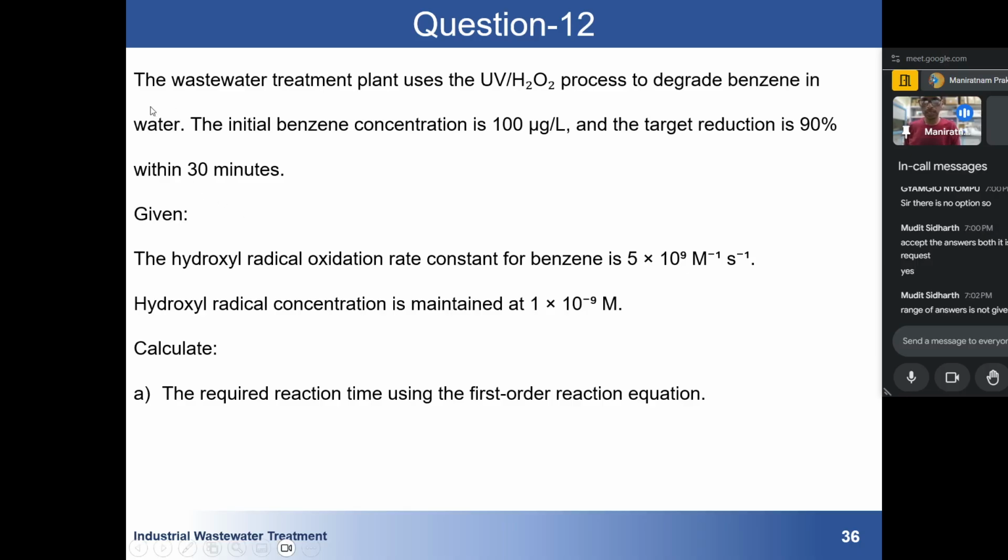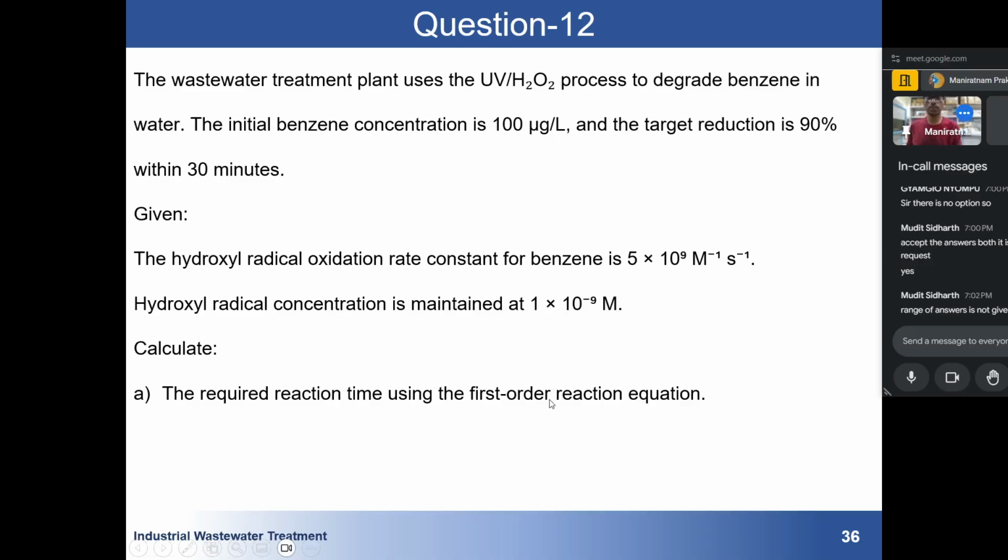There is a question that the wastewater treatment plant is used to process the degradation of benzene in the water. The initial benzene concentration is 100 mg per liter. The target reduction is 90 percent within 30 minutes. The hydroxyl radical concentration and oxidation rate are given, and the concentration is maintained at 1.1 into 10 to the power minus 9 molar.